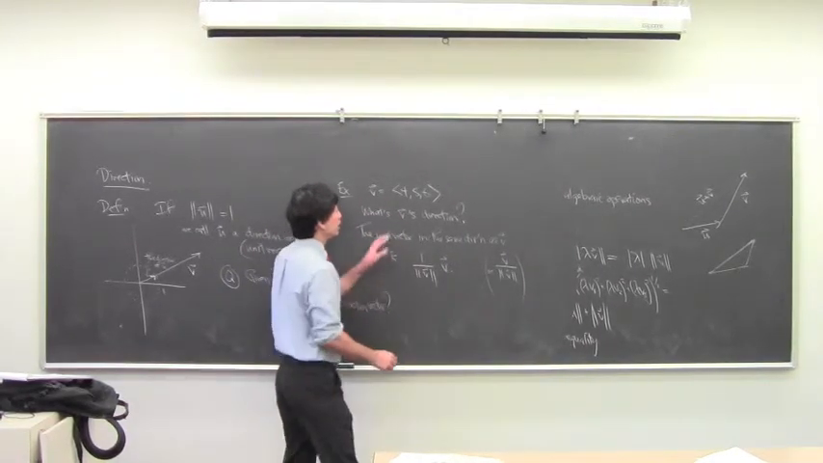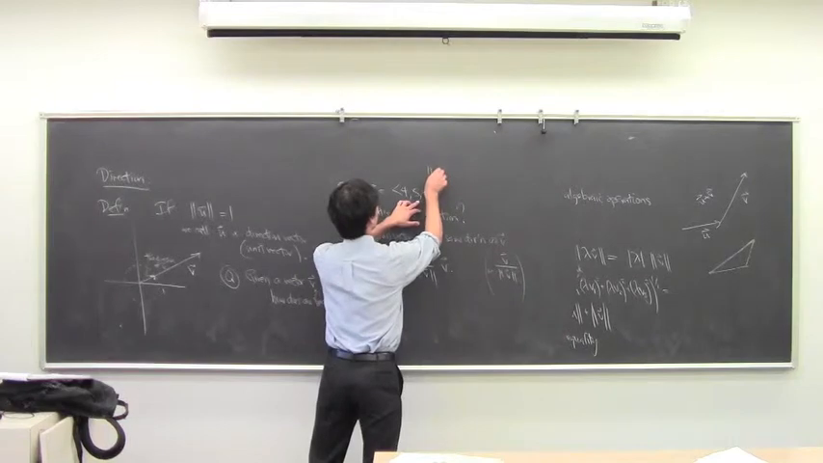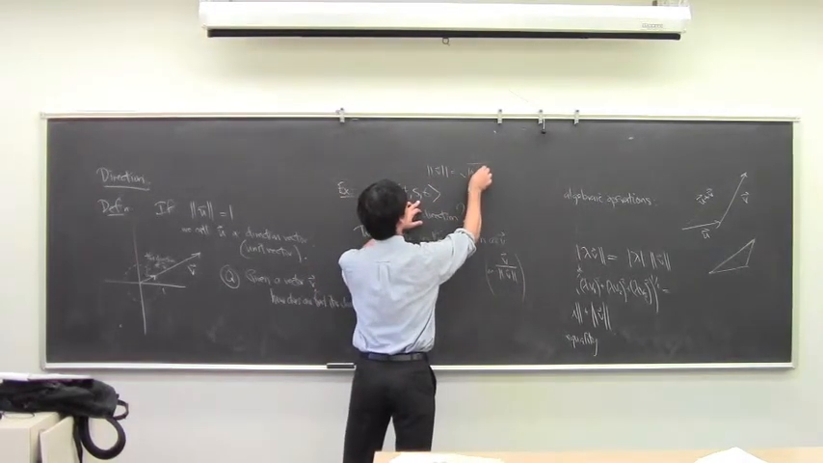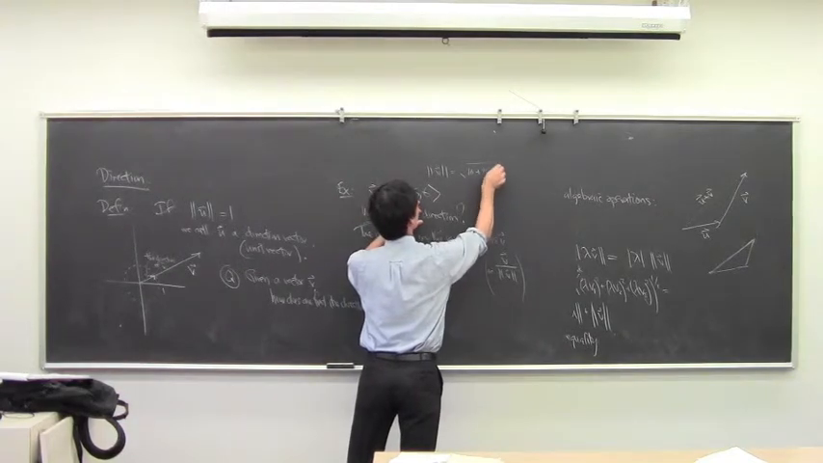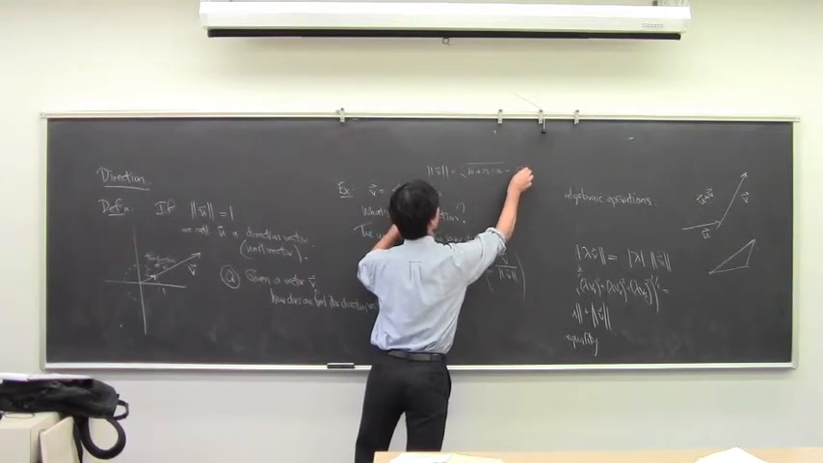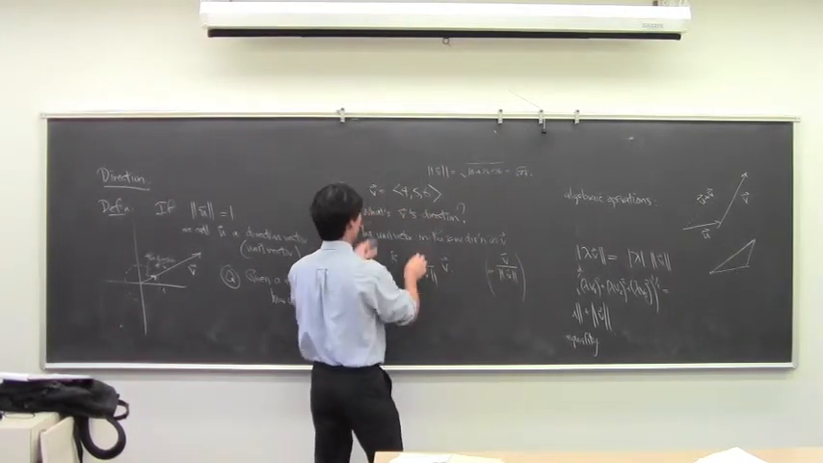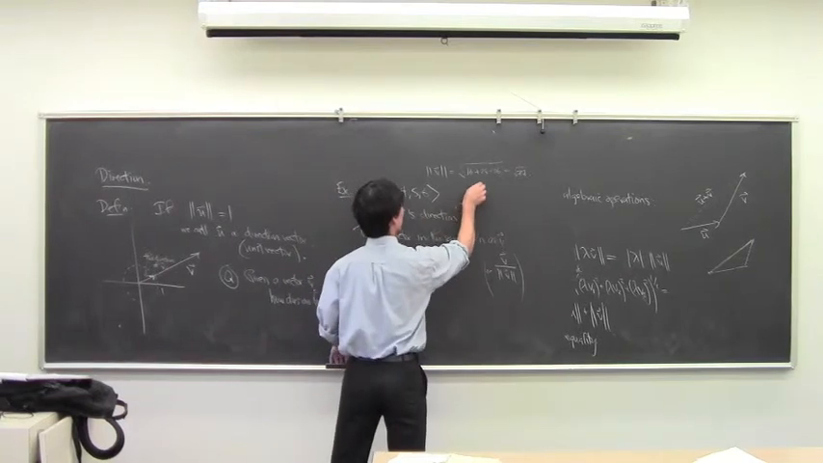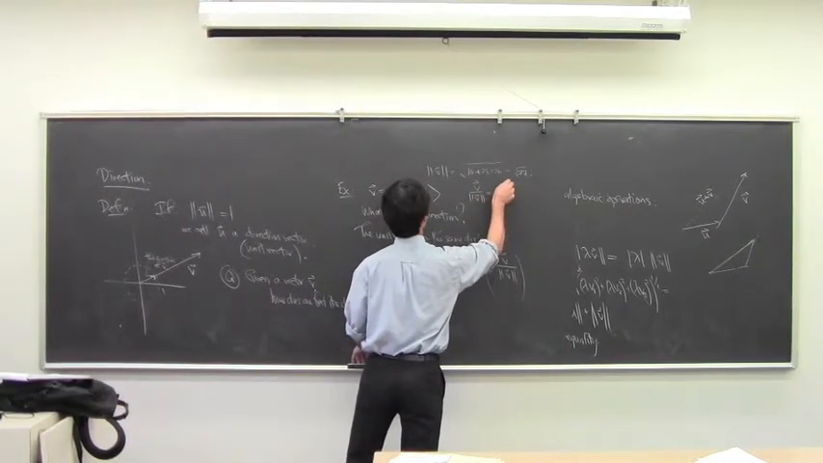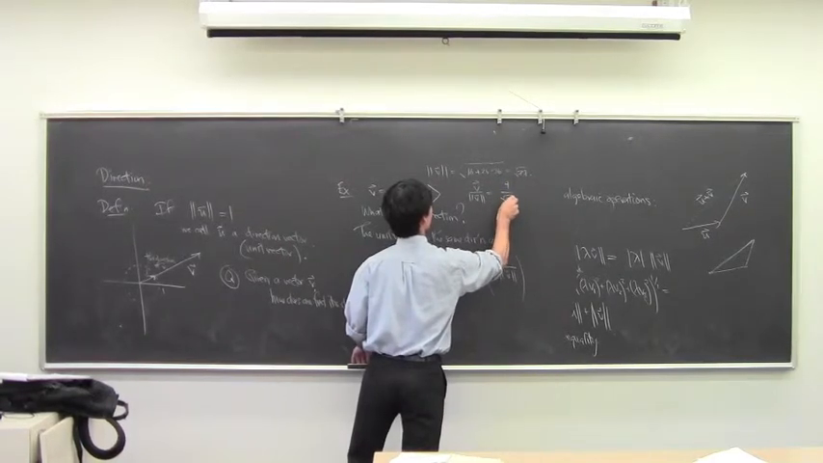Okay, so in this case the magnitude of v is the square root of 16 plus 25 plus 36, which is the square root of 77. So here the direction vector is going to be 4 over root 77, 5 over root 77, 6 over root 77.